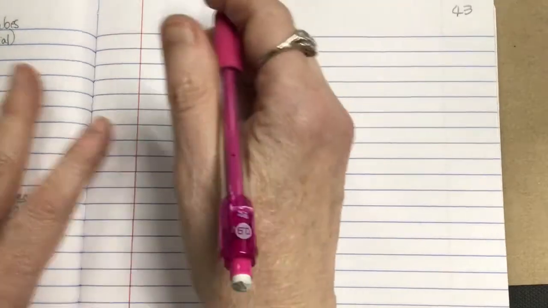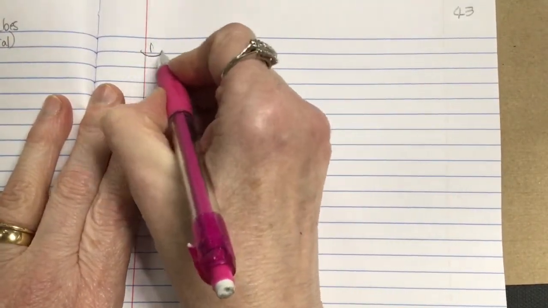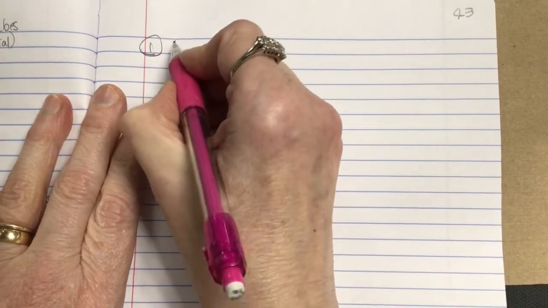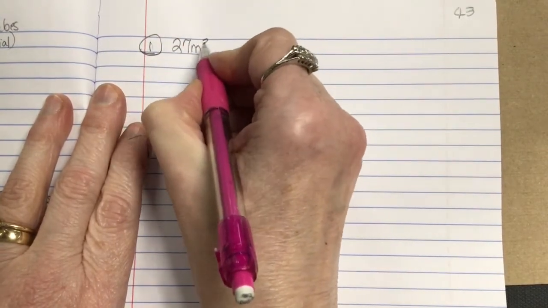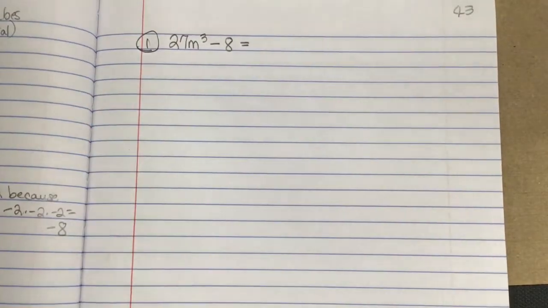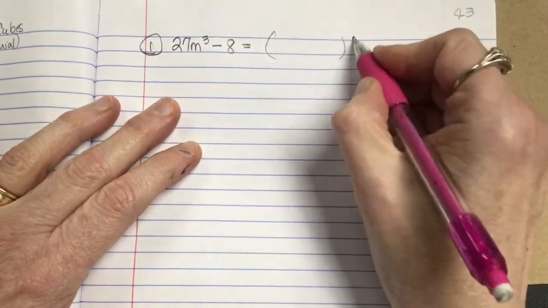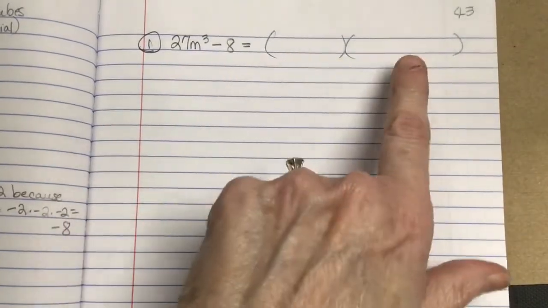Top of page 43. Kind of rearranged up here, and I ended up with a little bit more room of trying to keep things on screen. Number 1, 27m cubed minus 8. You know, it's always a good idea to check for GCFs. The GCF of this one is 1, because I think you have a few that the GCF is going to be important. So, got a binomial, a trinomial.